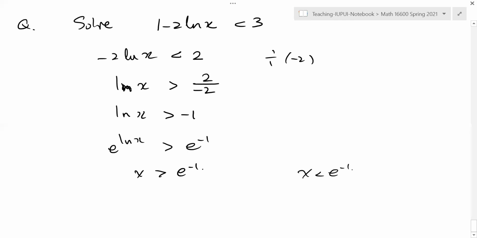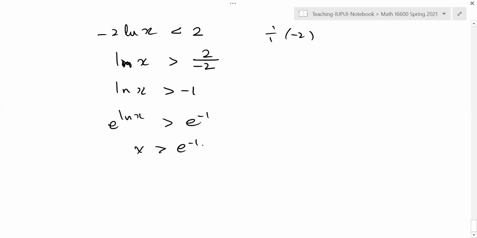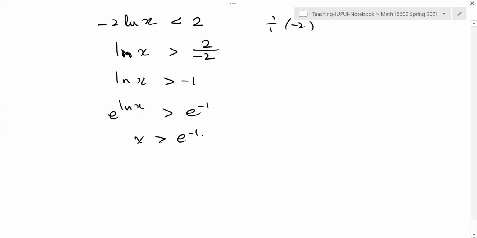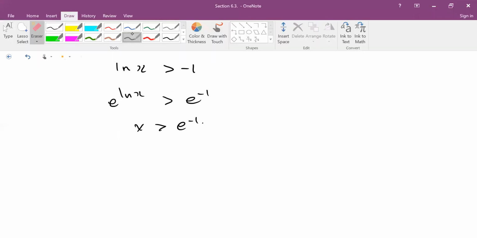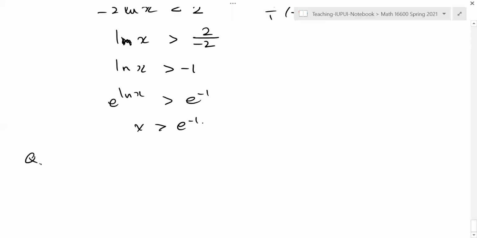X is less than some number. 0 is also less than this number. But if you plug 0 into the original equation, the natural log of 0 is not defined. So you have to go back and look at the inequality. Look at your solution, and then you find, oh, I forgot to change the direction of the inequality. So always, if possible, look at the answer and the original equation. Ask yourself, is this a reasonable answer?